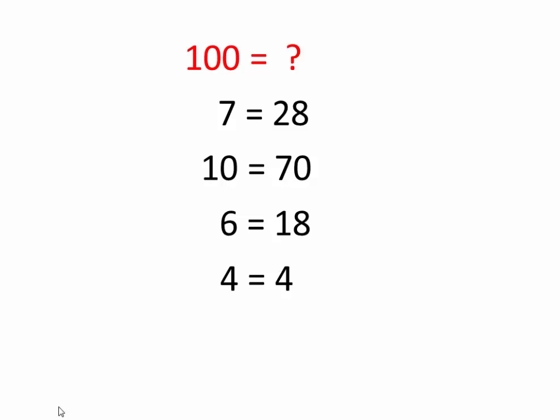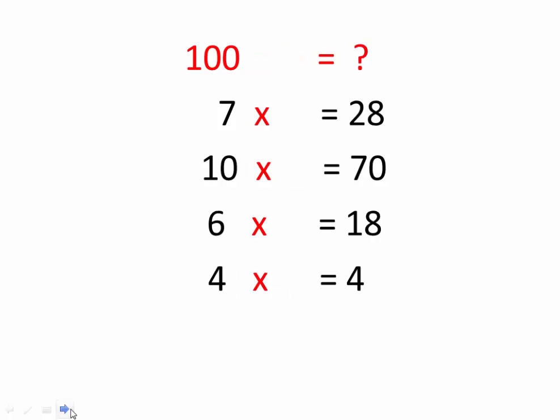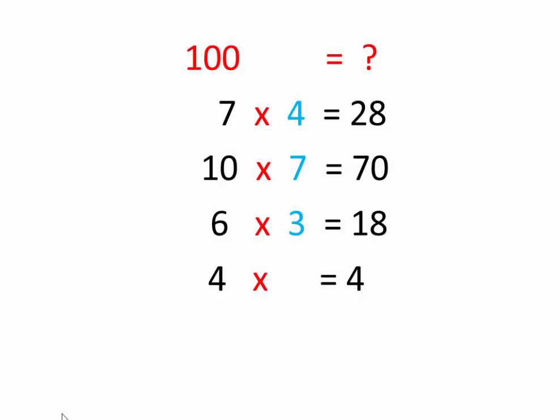Okay, let's see how much you've learned. Press pause and have a try of this puzzle. Okay, so again, you should have noticed all the answers on the right are in the times tables of the numbers on the left. So looking at this, we know that 7 times 4 is 28, 10 times 7 is 70, 6 times 3 is 18, and 4 times 1 equals 4.